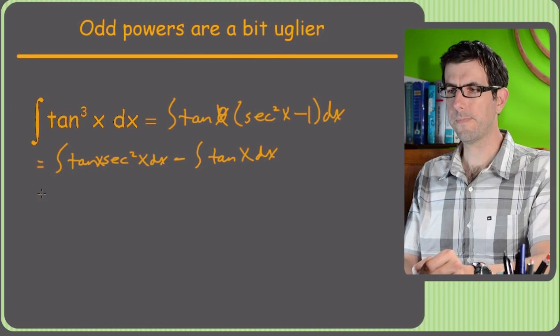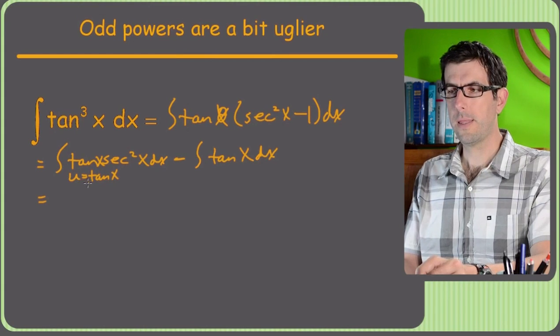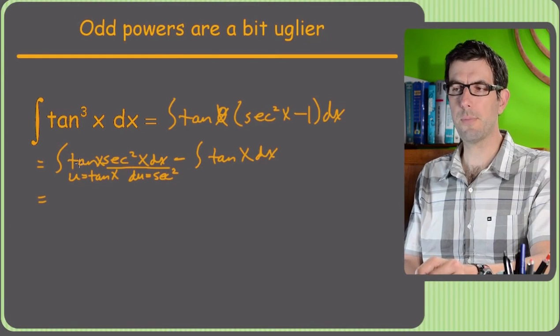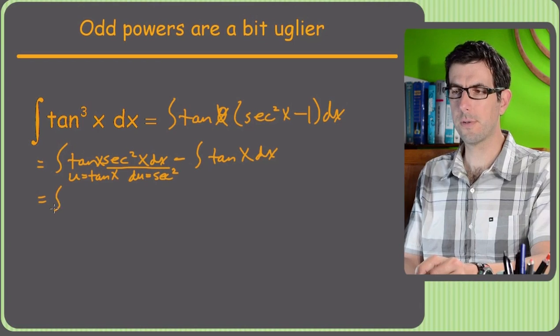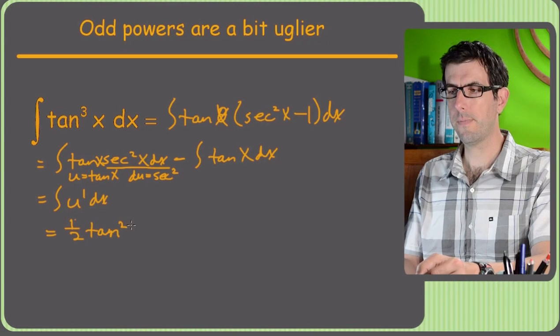Alright, so integral of tangent secant squared, if my u is tangent, then my du is secant squared. And that's what this is. So this is simply the integral of u to the first. So that'll be 1/2 u squared. So that's 1/2 tangent squared x.